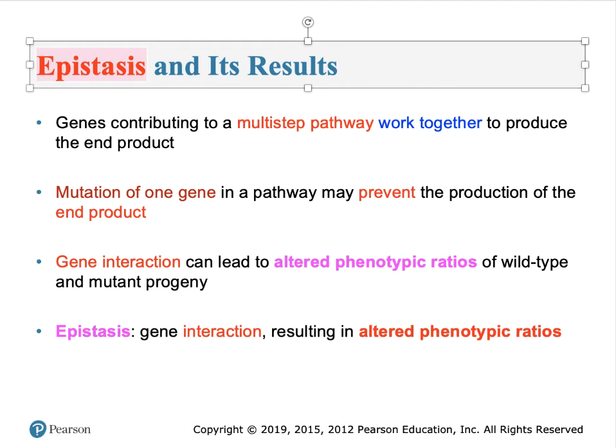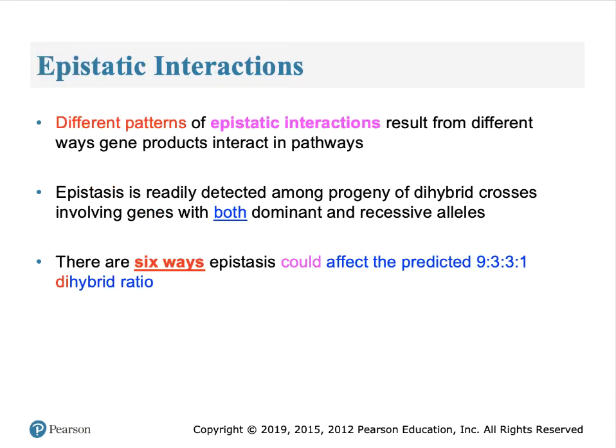One method in order to identify epistatic relationships is to look at gene ratios, phenotypic ratios from genetic crosses. There is a relationship between these phenotypic ratios and the type of epistasis that's taking place within that system. The patterns are a result of different product interactions in these particular pathways.